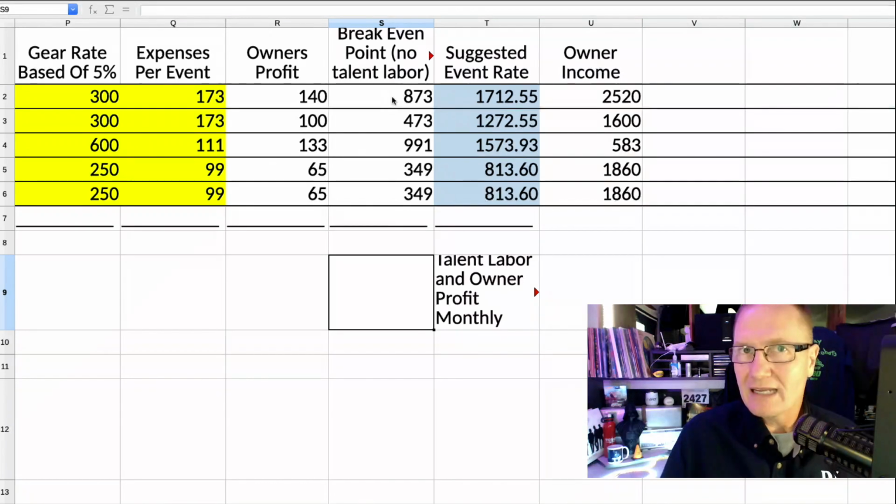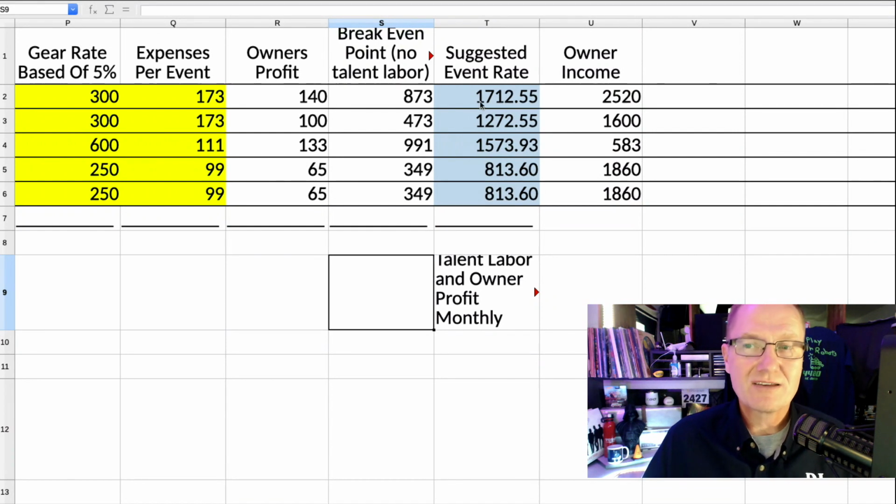Now, if we add in our talent, the fee that we would pay ourselves for doing what we're going to be doing with these events, the suggested for those weddings would be $1,712. Now, some of you are like, hey, that's really low. Well, that's only paying yourself $50 an hour, and that's only calculating it on $5,000 worth of gear. Some of you have podiums and different things out there that between a podium and a controller is over $5,000, not to mention all the rest of your gear.